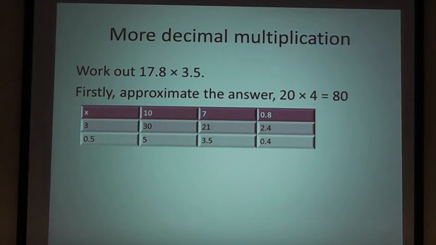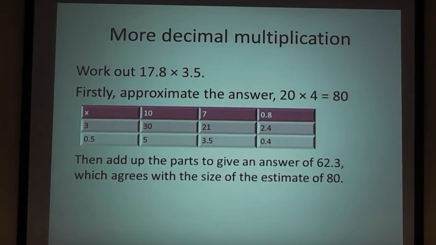So this hopefully further explains why session 1 was as important as it was, because you will need to be able to multiply and divide by hundreds, thousands very easily and frequently. Once you've done that, you add up the parts to give you an answer of 62.3, which is nearish 80. So it's the same size. If that had come as 622.3, for example, then you know you've done something wrong with the decimal points. Or if it had come as 6.233, then again you know you've done something wrong because it's not near the 80s mark.